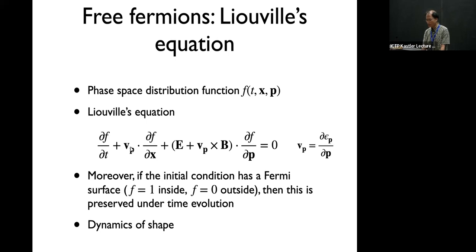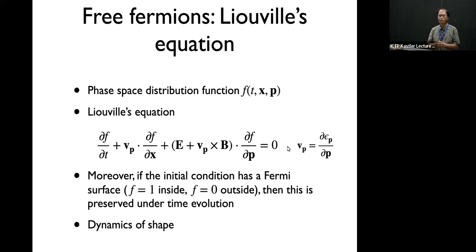the evolution depends on how fast the particles move in phase space. So this v of p is the velocity of the particle in configuration space, that is d epsilon over dp, the group velocity of this particle. And here E plus v cross B is the Lorentz force acting on the system, p dot. So this equation completely determines how the phase-space distribution function evolves as a function of time. Given an external field, we can determine the response of a Fermi liquid to such an external perturbation.